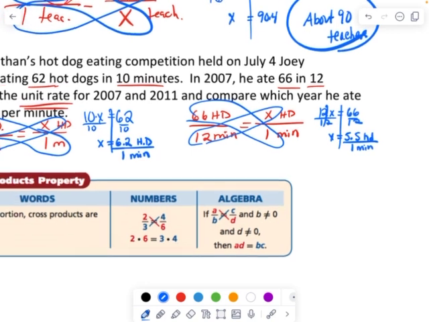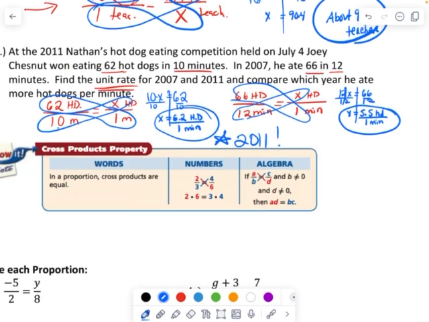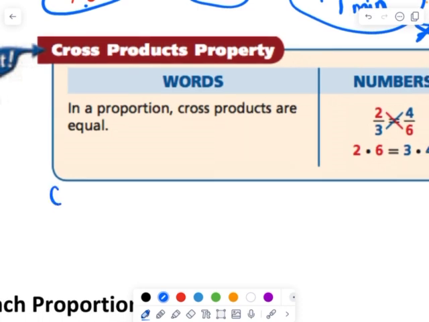So when I look here, I'm going to compare the fact that in 2011 he ate 6.2 hot dogs per minute. In 2007 he ate 5.5. So when did he eat more? 2011. We've been using what's called cross products or cross multiplication. Cross multiplication.